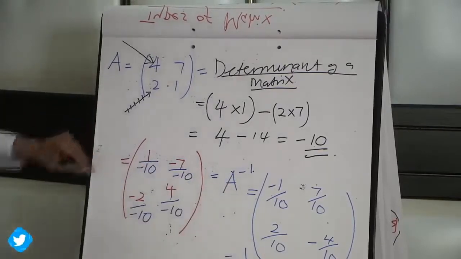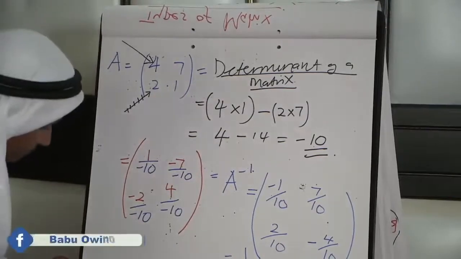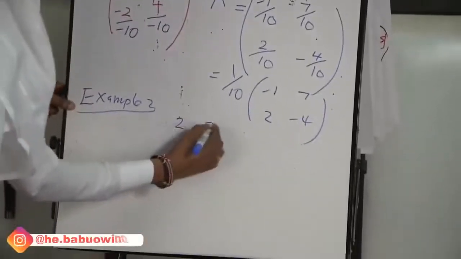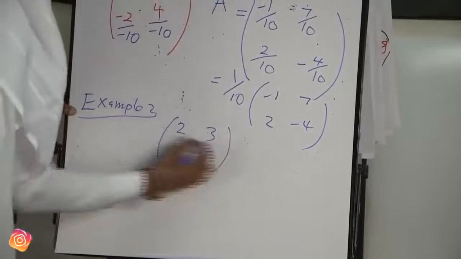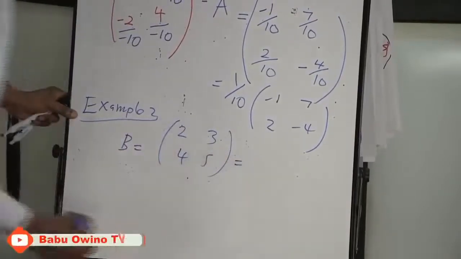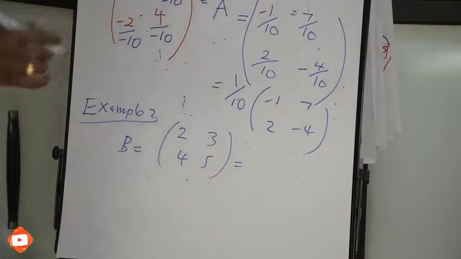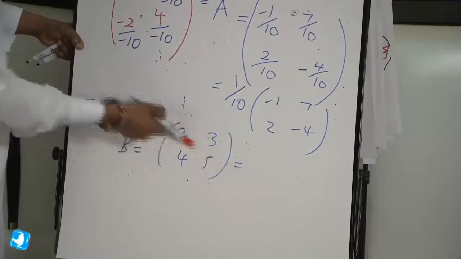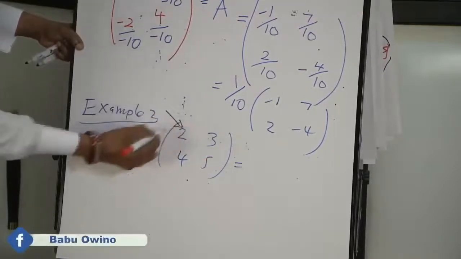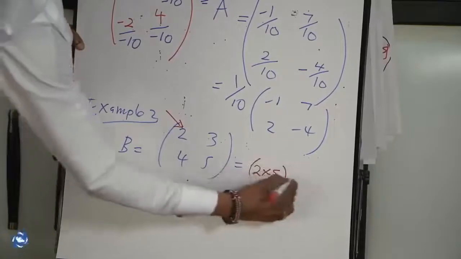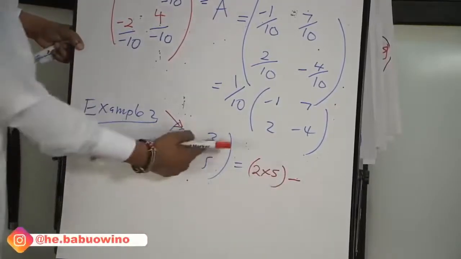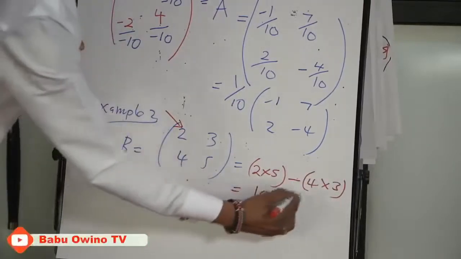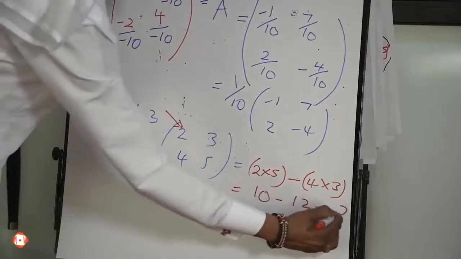Another example. Example 2. Suppose we have 2, 3, 4, 5. If this is our B, what is the inverse of B? Number 1, get the determinant. When you get the determinant, I told you, you get the product of the leading diagonal. This is the leading diagonal, which is 2 times 5, minus the other diagonal, which is 4 times 3. So what do we get? 10 minus 12. You get minus 2.